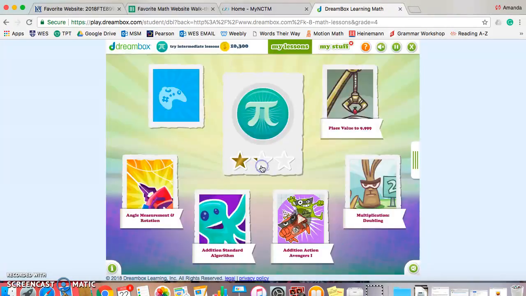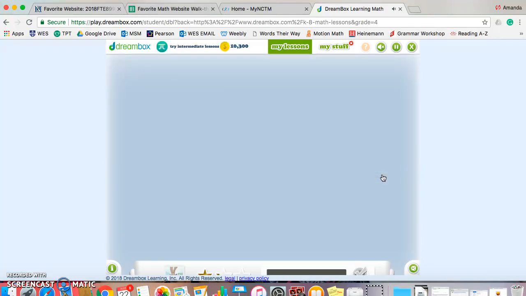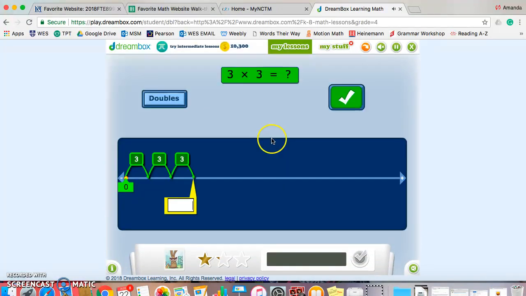So this is the free demo we're in right now. So this is kind of the home page for the lessons. And I just completed a lesson on multiplication doubling. And so here's one of kind of the follow-up activities that would come after it. Here's a problem to solve. What's the product? Type the product on the number line, then click OK.